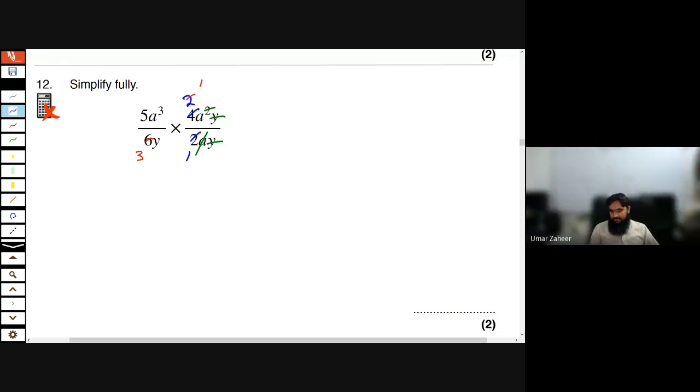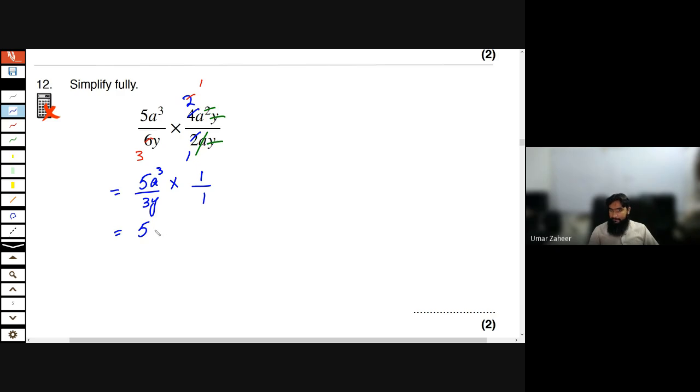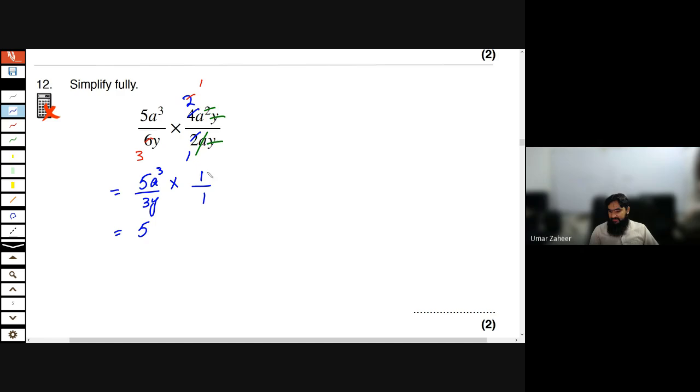No, I think. So the things that are left are 5a cubed divided by 3y multiplied by 1 divided by 1, right? It should be a, yeah, we have just cancelled out. So a cubed multiplied by a, 3 plus 1 is going to be 4. It is going to be 3y. That's the final answer.